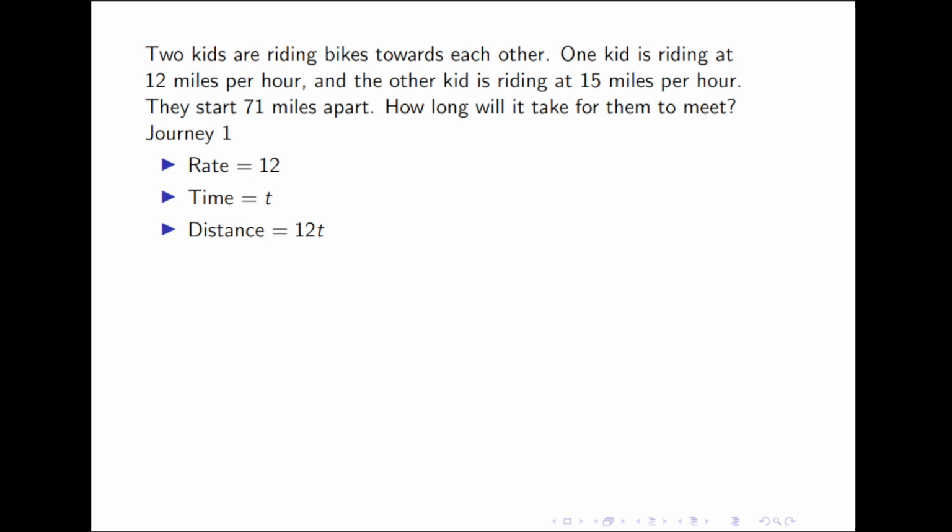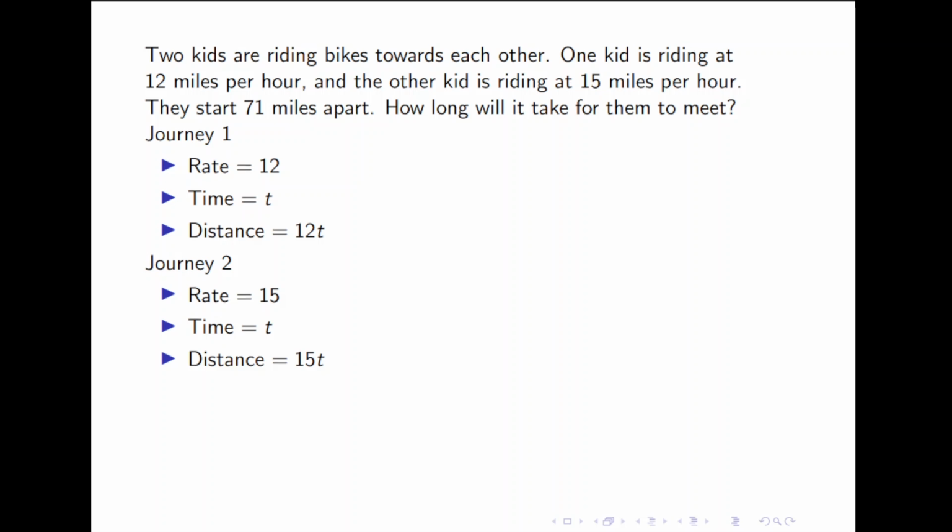Let's look at the first journey taken by the first kid. The rate is 12. We don't know the time, but we can call it t. Applying the formula, the distance the first kid travels is 12t. Now let's look at the second journey taken by the second kid. The rate is 15. We don't know the time, but since both kids take the same amount of time, we can also put t here. Applying the formula, the distance the second kid travels is 15t.